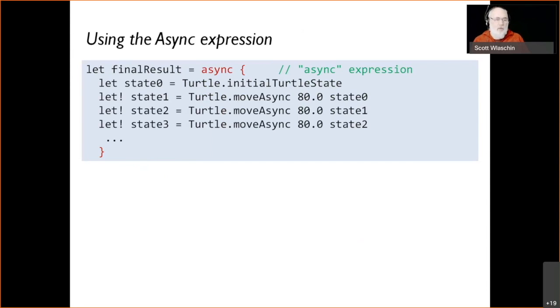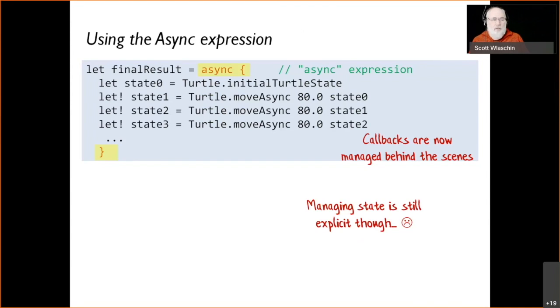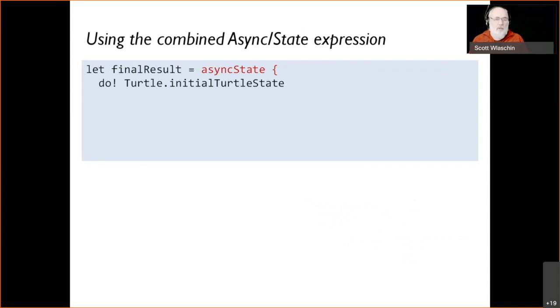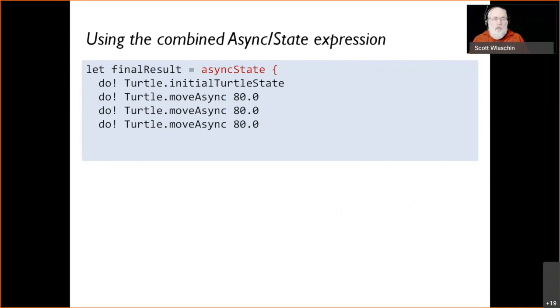And you might notice that this is good. We've got another async expression, so the callbacks are managed behind the scenes, but the state is still very obvious. How are we going to deal with that? I think you know where we're going. We are going to combine the async expression and the state expression into an async state expression. And now our code looks like this. Again, it looks like imperative code, but it's in fact completely asynchronous, and the state is being passed around, immutable state is being passed around, but it doesn't even look like it. So that's really, really nice.